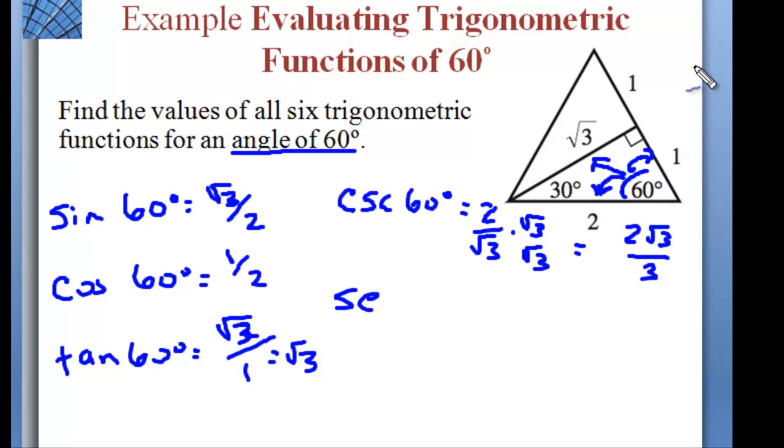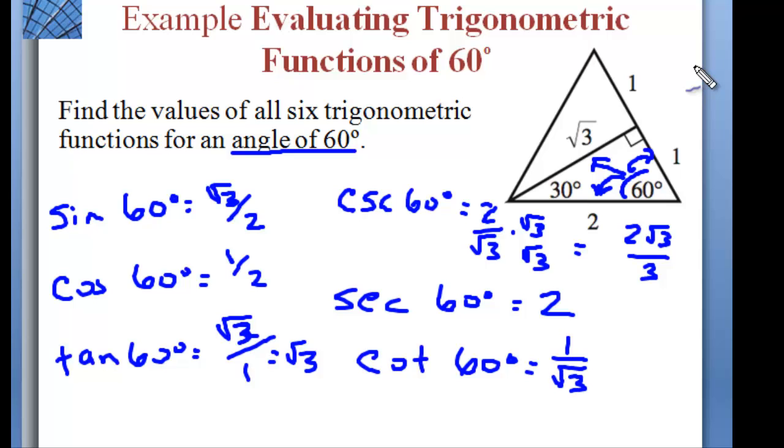The secant of 60 degrees is the reciprocal of 1/2, or 2. And the cotangent of 60 degrees is the reciprocal of the root 3, which is 1 over root 3, and rationalizing that, we get root 3 over 3.